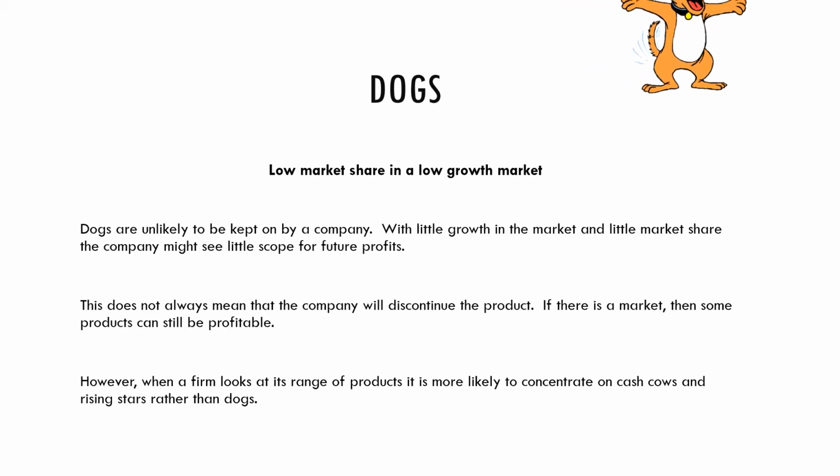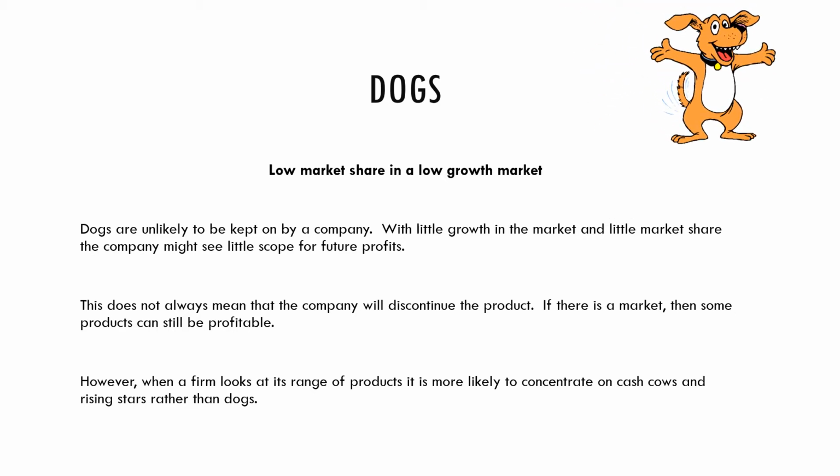Okay, lastly, dogs. These are low market share products in a low growth market. Again, pause it, take some notes, and then we'll move on. So to wrap up here with dogs, there is little scope for future profits because we've got a low growth market and our product is not particularly popular. It doesn't mean we'll always discontinue the product. Some products can still be profitable if maybe this is a traditional niche, but it's unlikely that a firm will look to redevelop it or try and grow this product. They're more likely to concentrate on cash cows, rising stars, possibly even problem children, than dogs. The only decision with a dog really is to think about whether we stop this product at some stage.